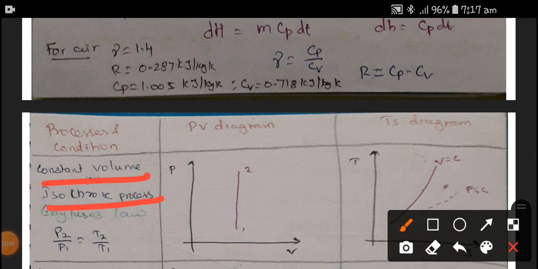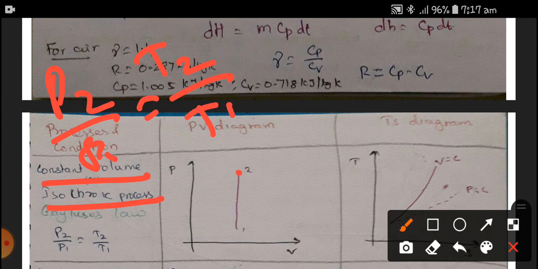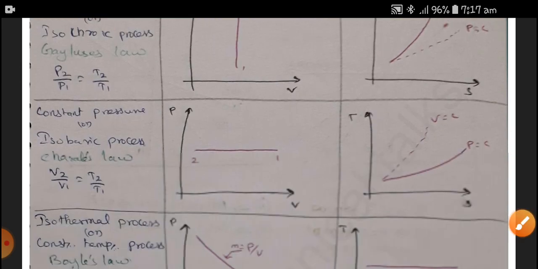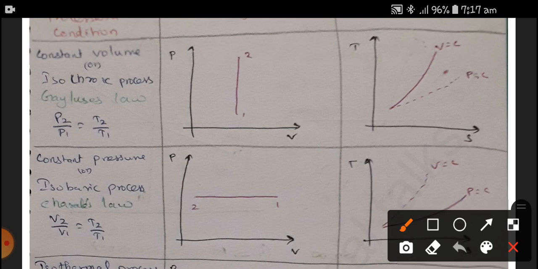It is functioning on Gay-Lussac's law, where P2 by P1 is equal to T2 by T1. Since the volume is constant, the TS diagram will have a steep curve. And similarly, if the pressure is constant, in the PV diagram we have a horizontal line. Here you have to notice this.